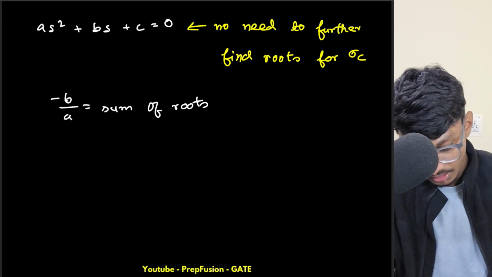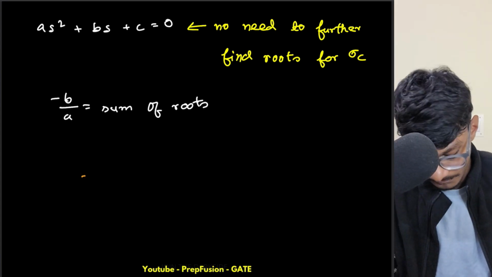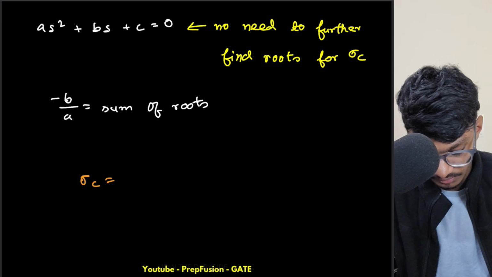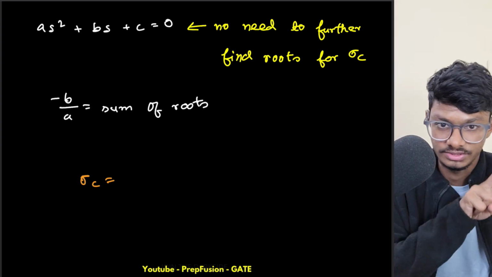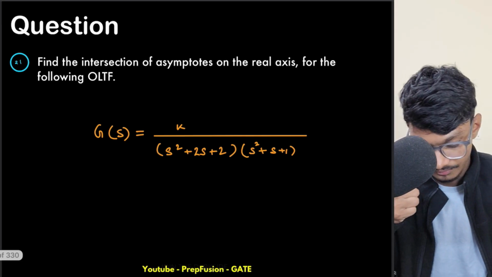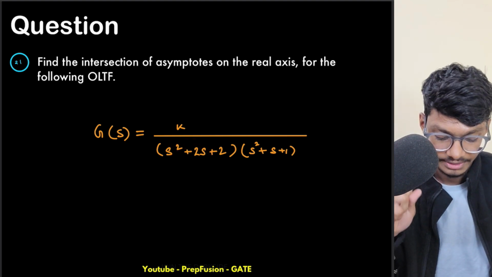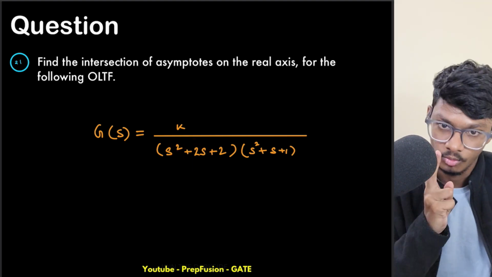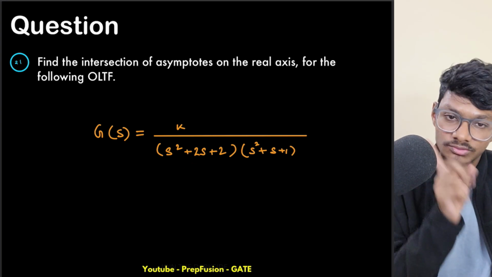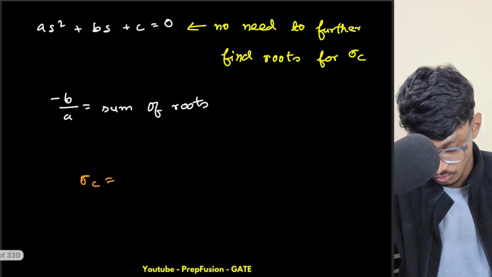So directly you can write from the equation itself that sigma c will be the sum of the poles minus the sum of the zeros. Now what is the sum of the poles here? Sum of poles is minus b upon a. So this is minus 2 upon 1, minus 2. This is minus 1 upon 1, minus 1. So minus 1 and minus 2.